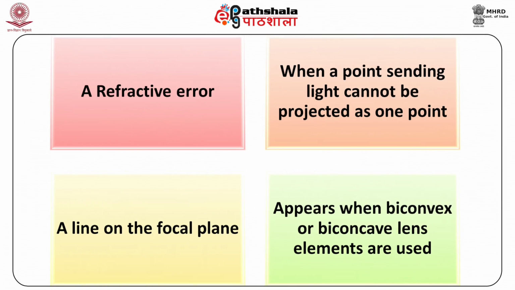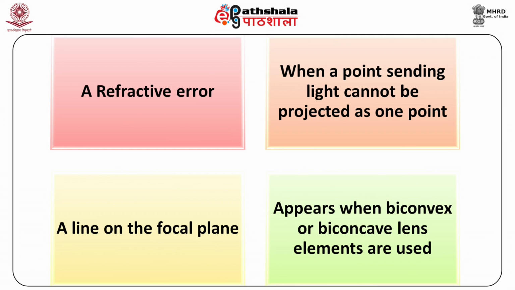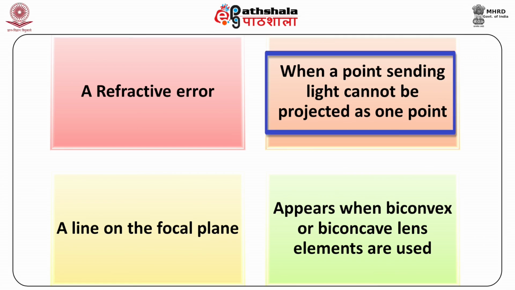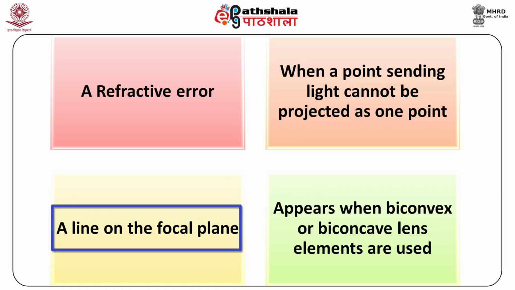Fourth is astigmatism. Astigmatism, or pointlessness, is a refractive error which occurs when a point sending light through a lens cannot be projected as one point. It appears as a line on the focal plane.